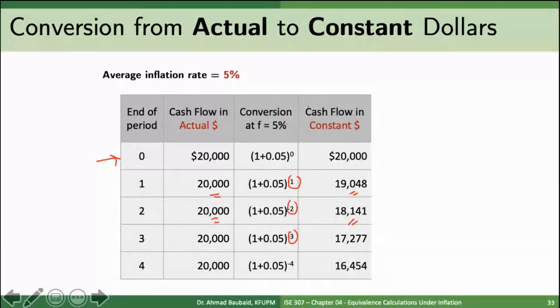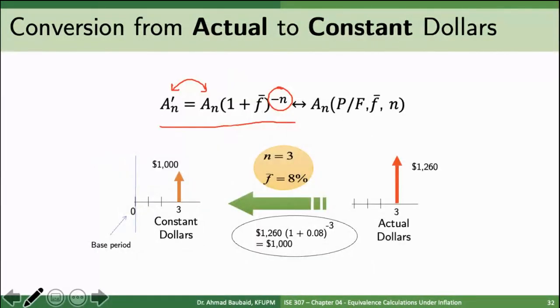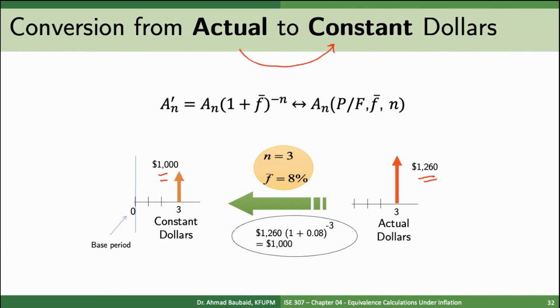And by the way, this formula here, sometimes I'm going to refer to it as discounting, or maybe sometimes deflating. So I'm going to take this amount here, and I'm going to discount it or deflate it in order to convert it to this amount here, right? So this process of going from actual to constant dollars is sometimes called discounting, or deflating, or deflation, right?